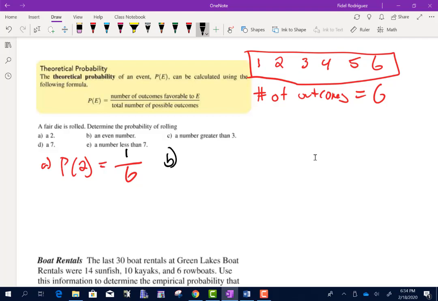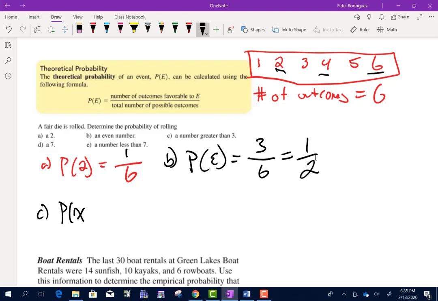Okay. Part B. What's the probability that we're going to get an even number? Well, out of the 6 numbers that we have here, 3 of them happen to be even. I'm going to go ahead and reduce my fraction to 1/2. Okay. Let's see. Part C. A number that is bigger than 3. Well, out of the 6 numbers that I have here, those 3 numbers are greater than 3, right? So again, if I reduce that, that's going to give me 1/2.